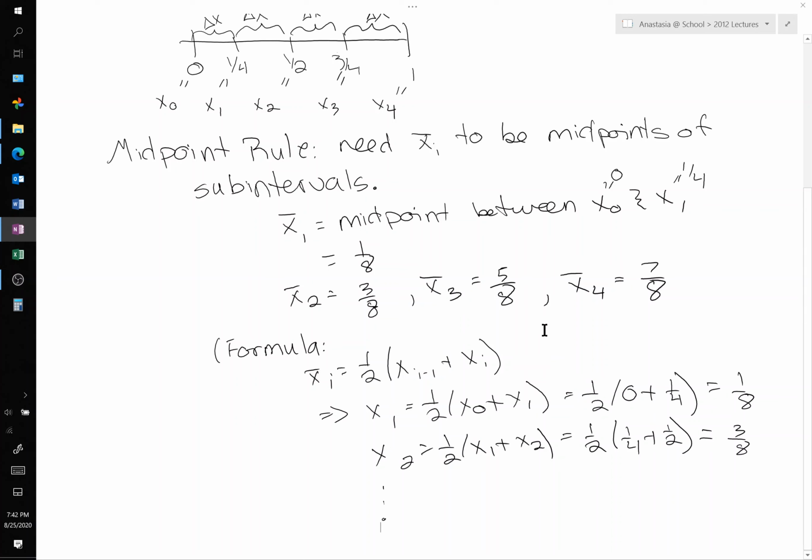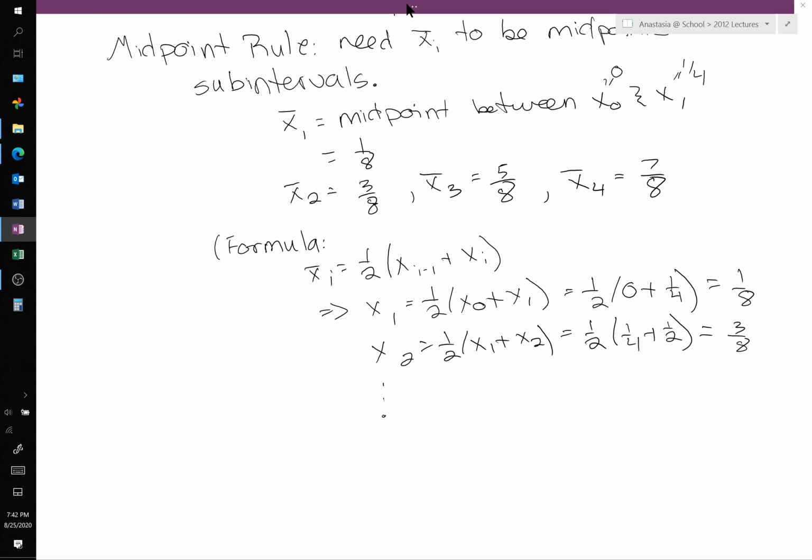Okay, so you can always memorize the formula and use it if you'd like to, or you can simply remember that we're talking about the midpoints. We've already figured out what all these x values are, so might as well just figure out what the midpoint is for each one of the subintervals. Okay, so now we have all of the basic information out of the way, we can actually start finding our values.